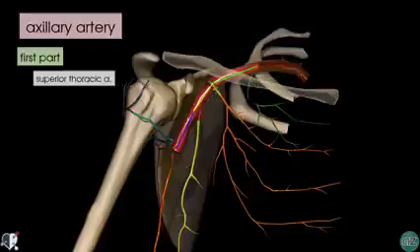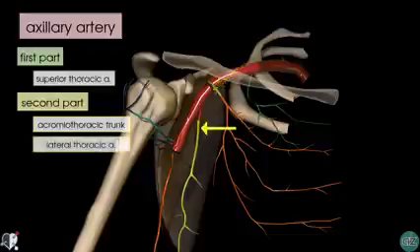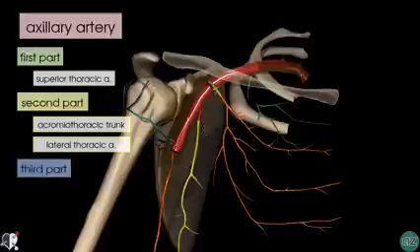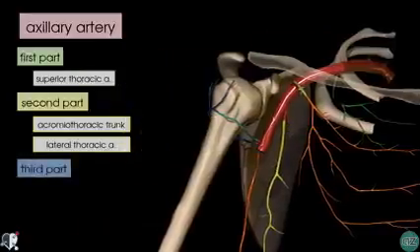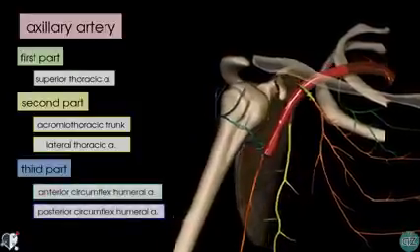The 2 branches from the second part of the axillary artery you can see highlighted in yellow. This one here is the acromiothoracic trunk, which is also known as the thoracoacromial artery, and this one here is the lateral thoracic artery. So the third part gives off 3 arteries. You've got the circumflex arteries, anterior and posterior, and you've got the subscapular artery.